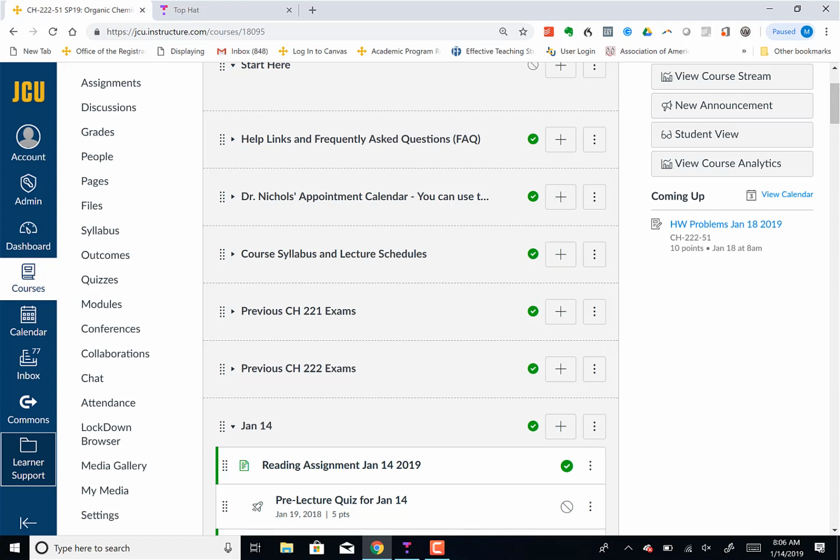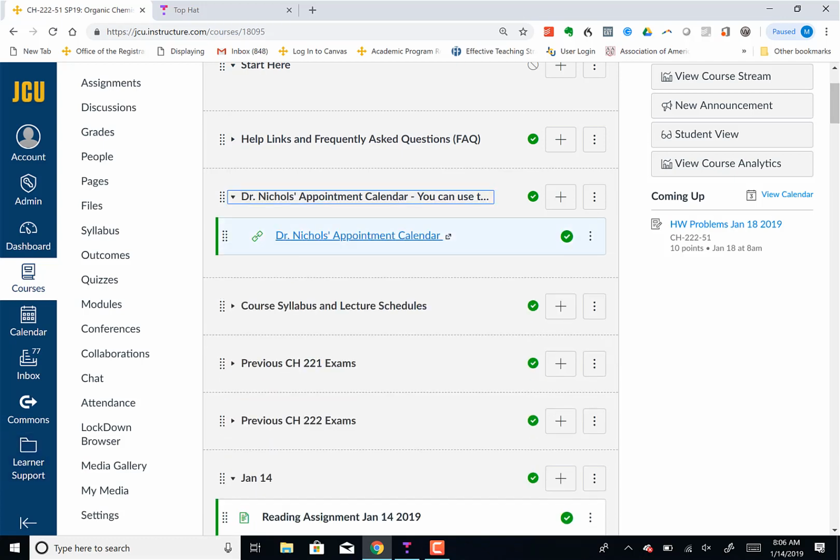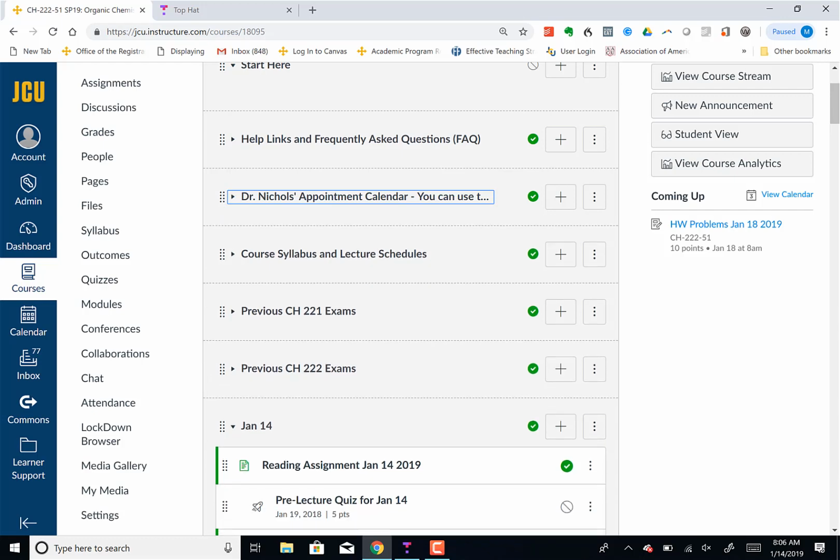Then we have my appointment calendar. If you want to make an appointment, this link will take you to my appointment calendar. You can make appointments in 15-minute increments. Many of you know how to do that, but that's where that link is.